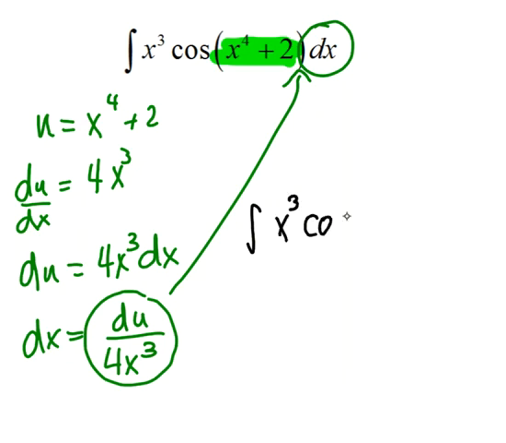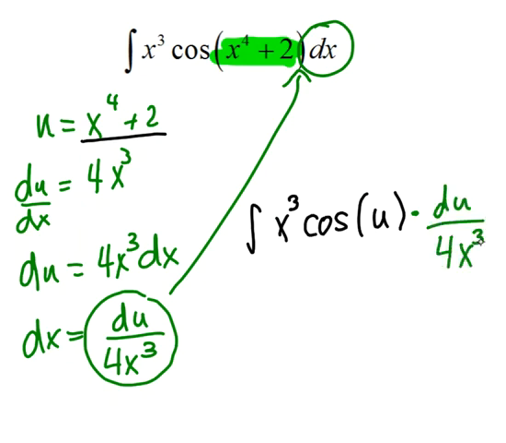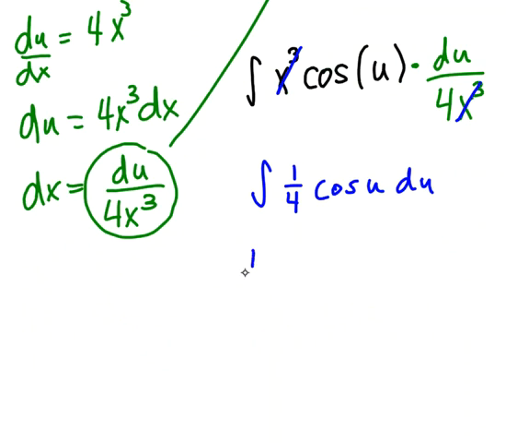x cubed cosine. We're going to change this to the u because that was the whole purpose here, to get rid of that inside layer. And then this piece that I'm replacing is du over 4x cubed, to get to the variable I want. And then you can see my x cubeds cancel out. And then we're left with 1/4 cosine u du. Since 1/4 is a constant, I can pull that on the outside.